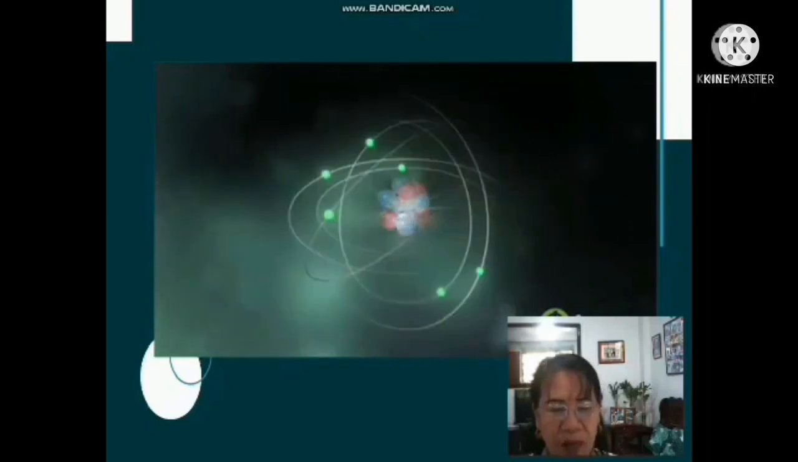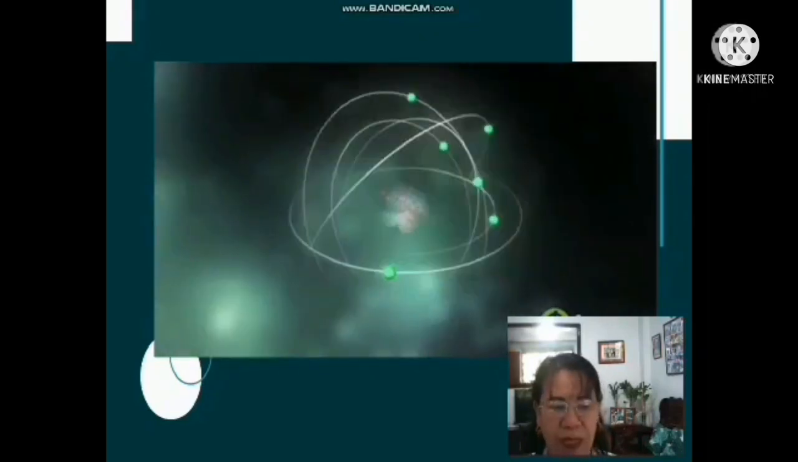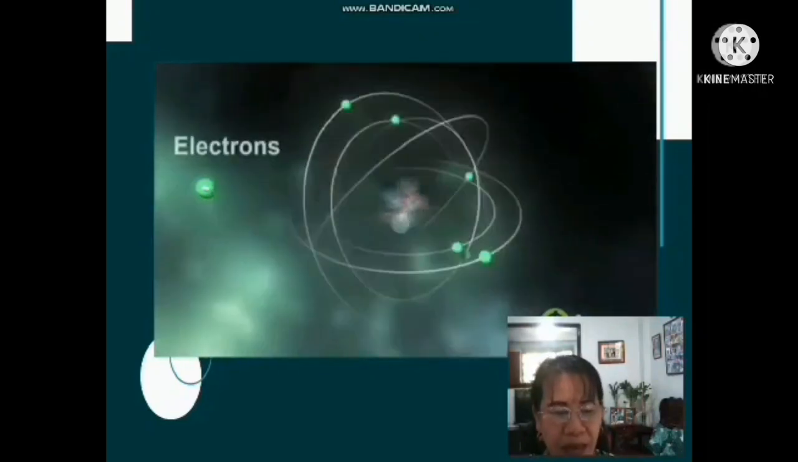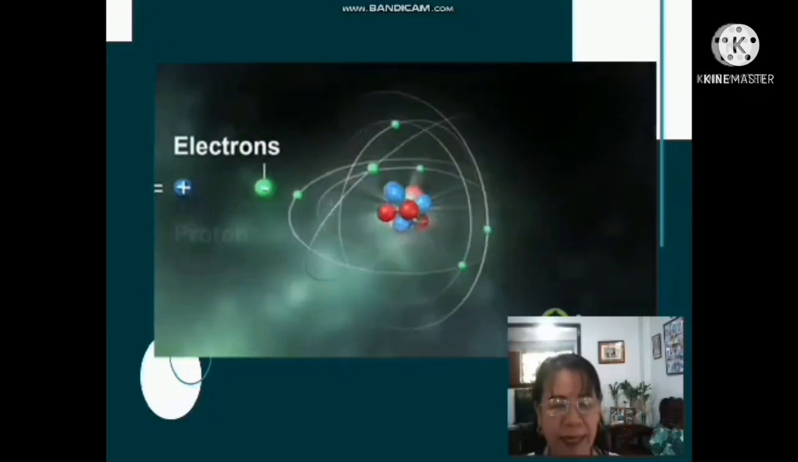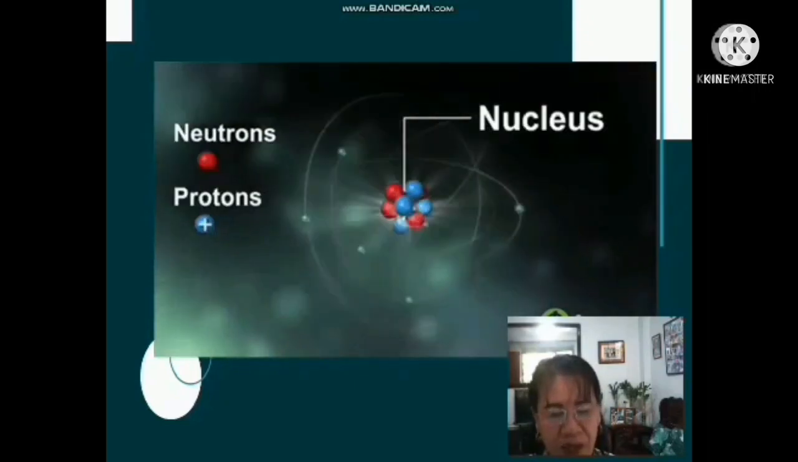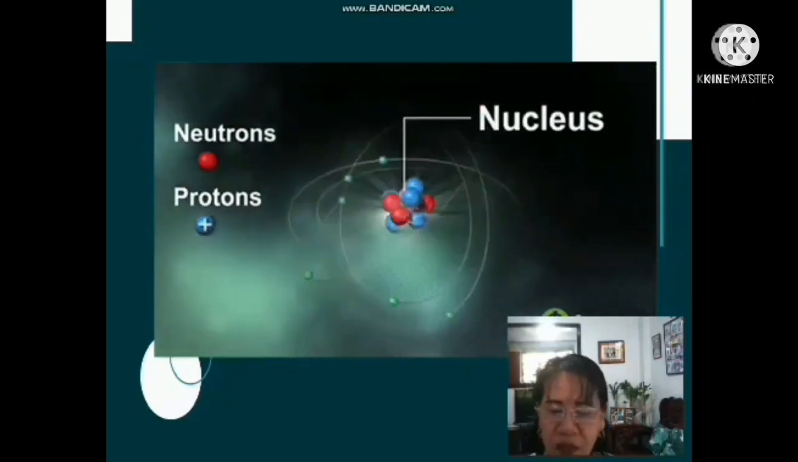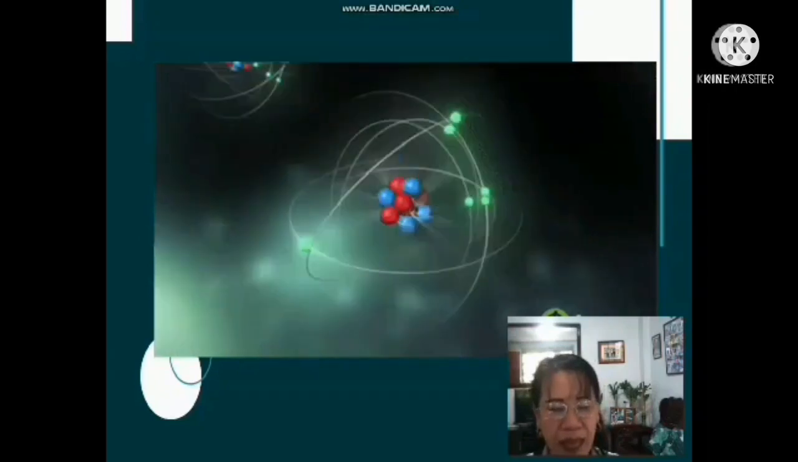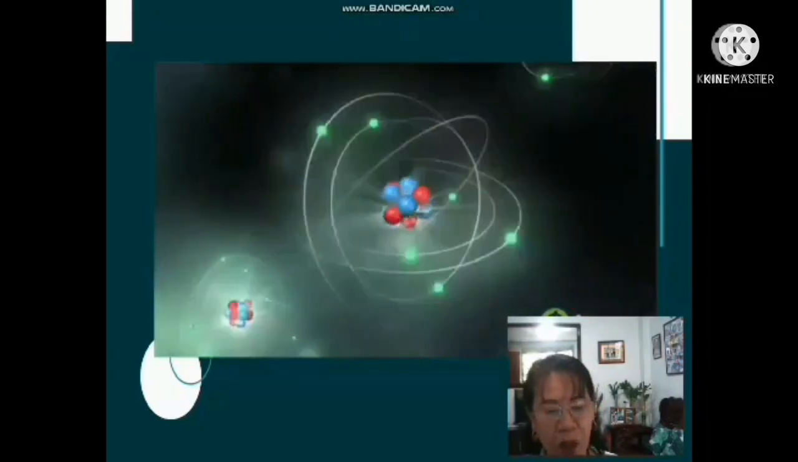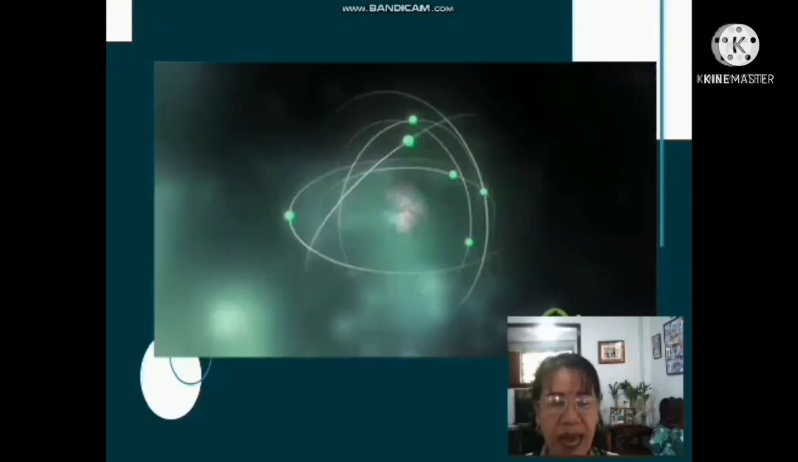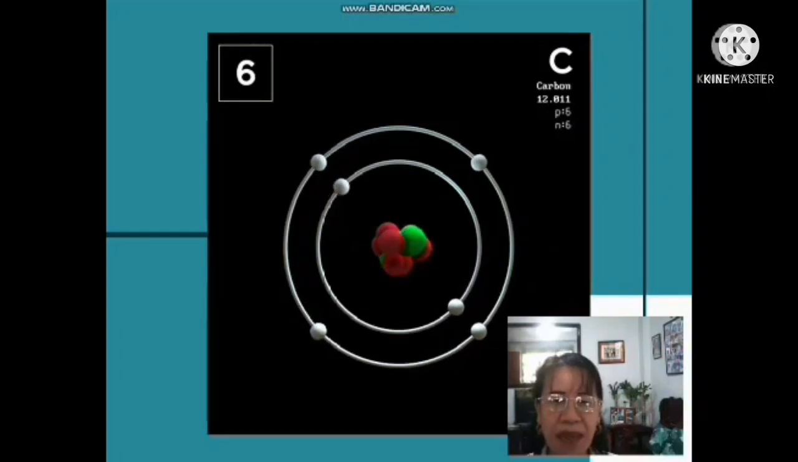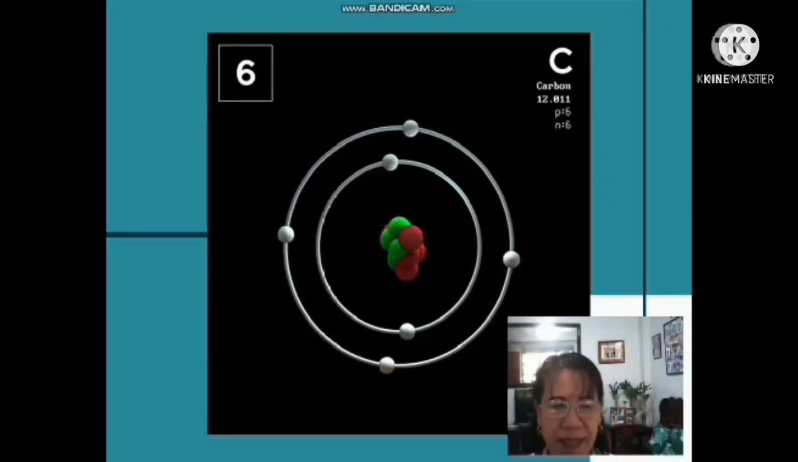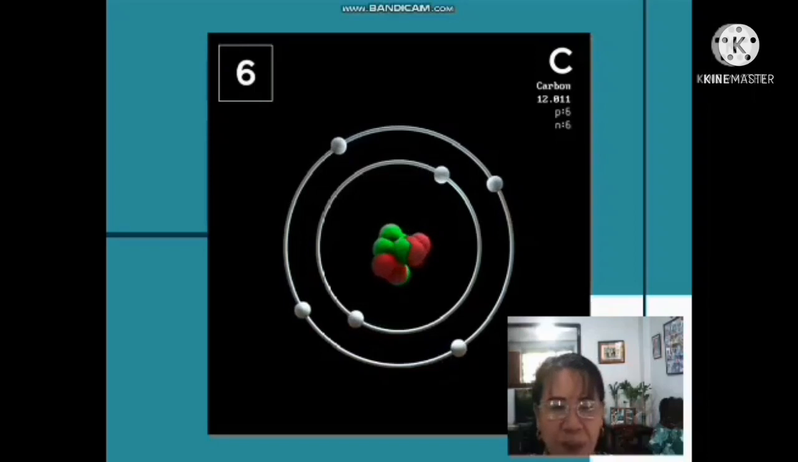The center of an atom is called the nucleus. The nucleus is made up of particles called protons and neutrons. The protons and electrons of an atom are attracted to each other. They both carry an electrical charge. Protons have a positive charge and electrons have a negative charge. Electrons spin around the nucleus in shells. Atoms are mostly empty space.